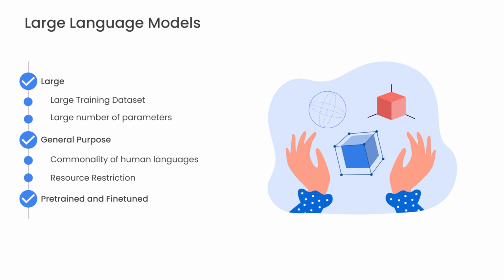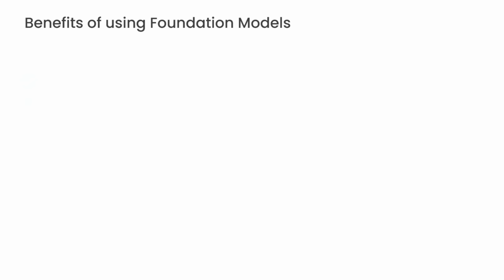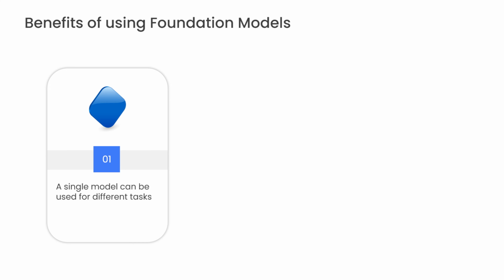The benefits of using large language models are straightforward. First, a single model can be used for different tasks. This is a dream come true. These language models that are trained with petabytes of data and billions of parameters are smart enough to solve different tasks, including language translation, sentence completion, text classification, question answering, and much more.